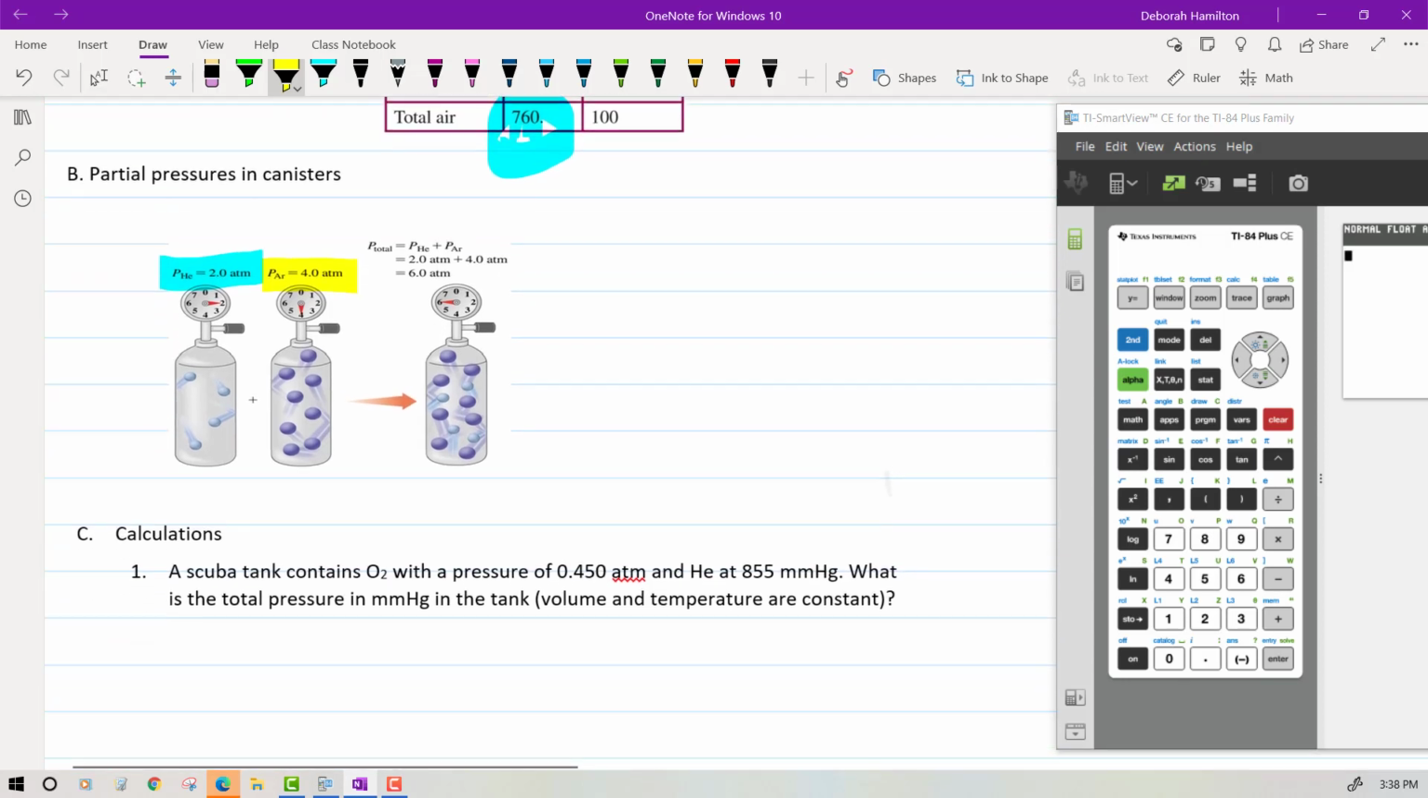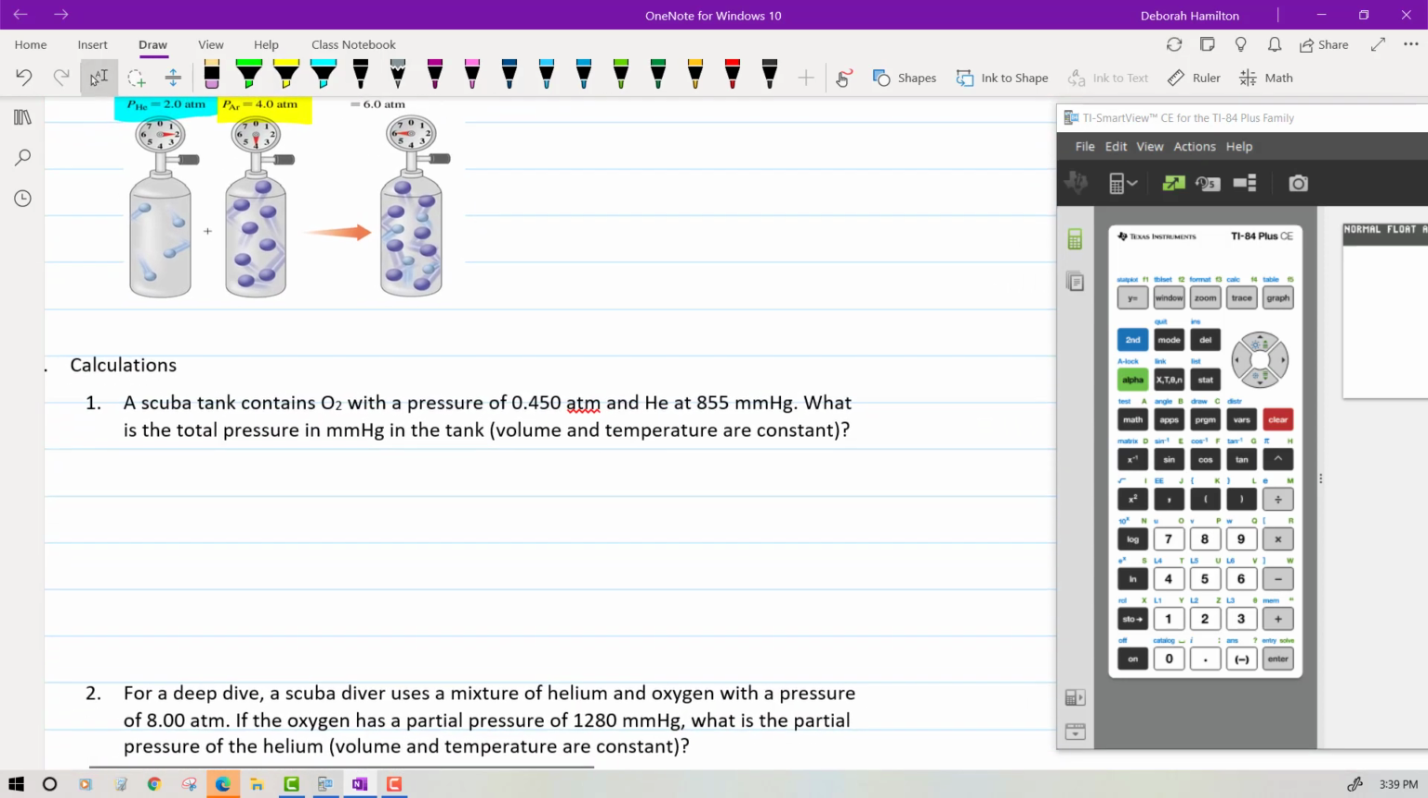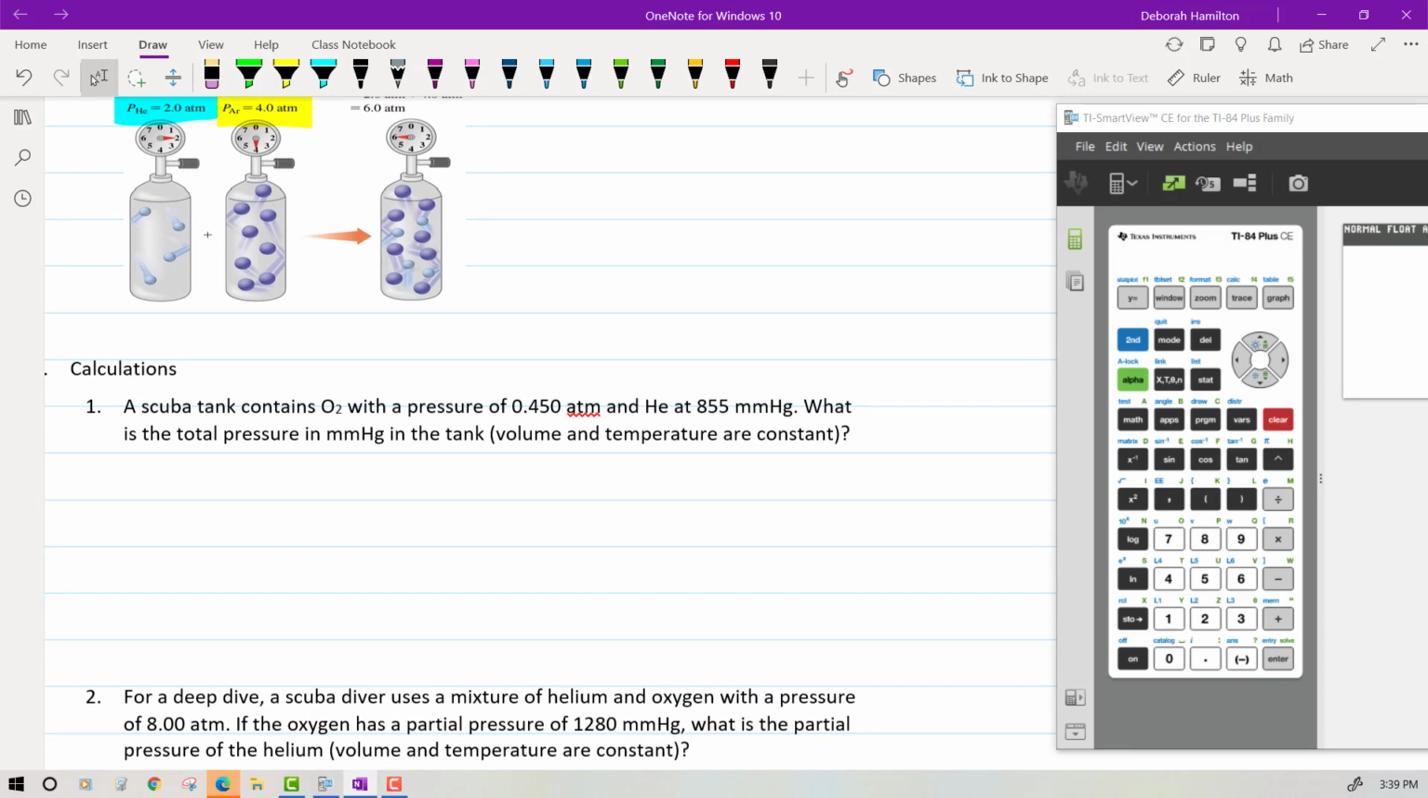So sometimes the challenge is to make sure all your pressure units are the same in order to work your problem. All right, so here's a problem. It says a scuba tank has oxygen in it. The oxygen's pressure is equal to 0.450 atmospheres. And we have some helium, but notice it's at 855 millimeters of mercury. Let's see what they want us to change things to. It says, what is the total pressure in millimeters of mercury?